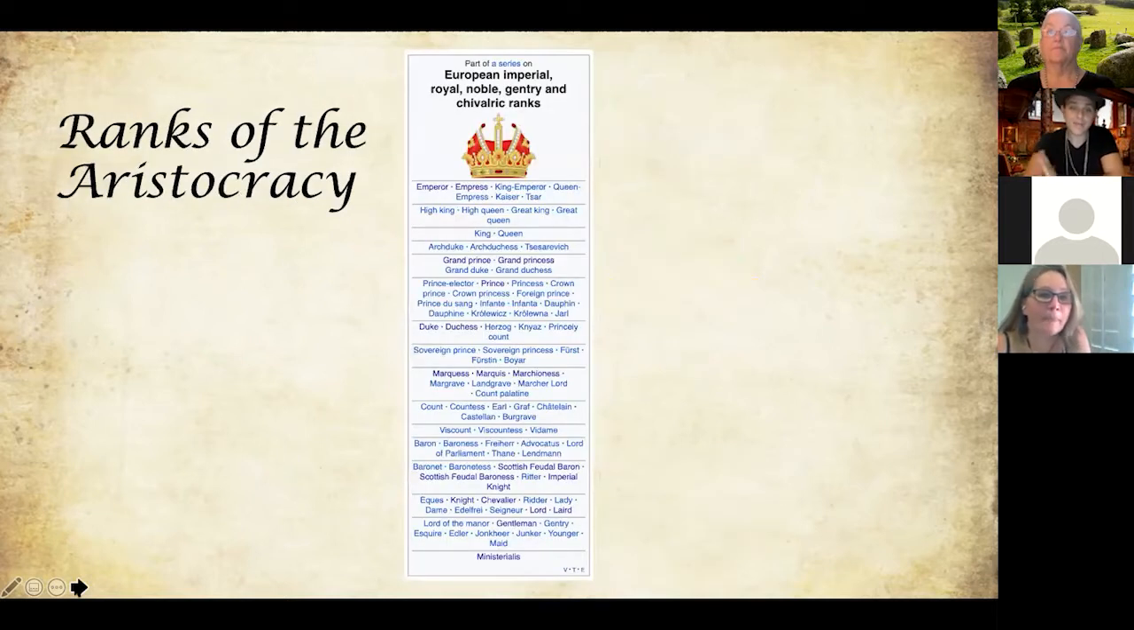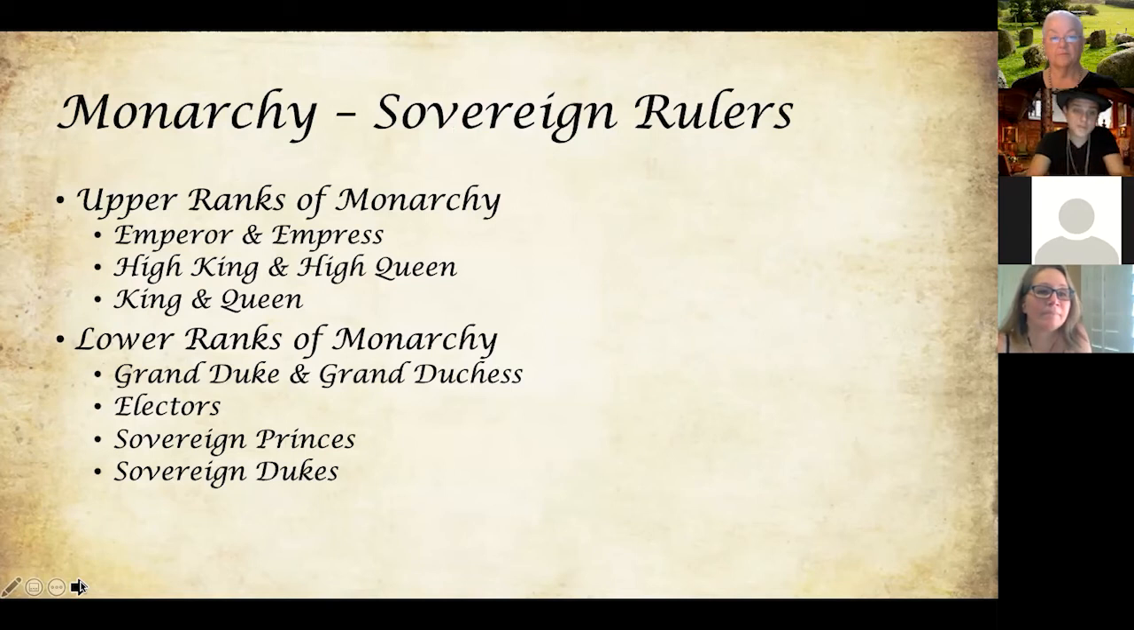And now that we have those particular pieces of context underway, we can now go into the ranks. I'm not going to read this entire thing to you because that is just crazy and long and too wordy. But this is a graphic that I've pulled that really encapsulates the structure from the bottom up, and we're going to break it down. The first thing we're going to look at is monarchy. And I've divided monarchy here into two major tiers. We have the upper ranks of monarchy and the lower ranks.